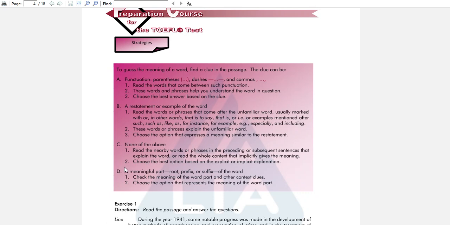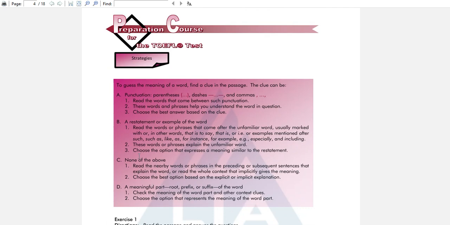And the last one, this is something that we learned today about meaningful parts, root, prefix or suffix of the word. So you can look at the root word, you can look at the prefix, you can look at the suffix to understand or to guess the meaning of the difficult word. Check the meaning of the word part and other context clues. Combine with other context clues. Combine with A, B, C, and then choose the option that represents the meaning of the word part. Right? So that's the explanation for this unit, unit 17.